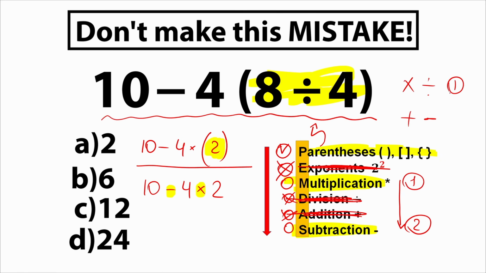So here is the first thing we're going to do. Here's our second thing. In our question we have 4 times 2 equals 8, so we have 10 minus 8. And our answer, 10 minus 8 equals 2. Here's our correct answer to this question. Yeah, I hope you understand it.